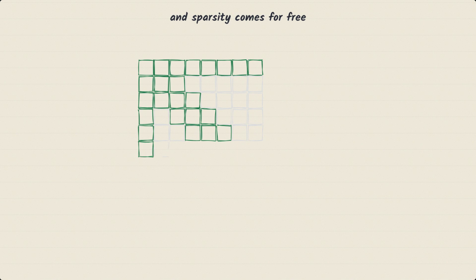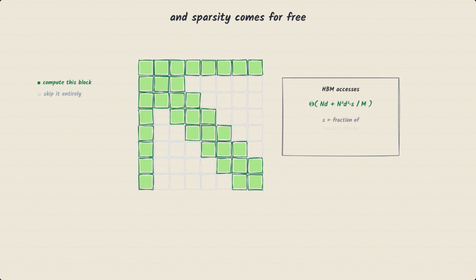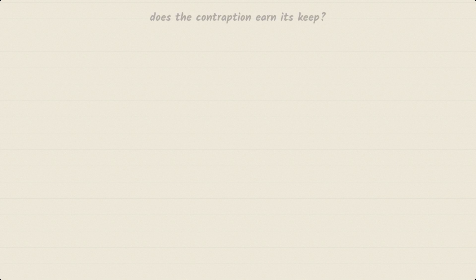And once attention is tiled into blocks, sparsity comes almost for free. Hand the algorithm a block mask, which tiles are even allowed to matter, and simply skip the zero blocks. No wasted compute, no wasted memory traffic on them. The I/O cost drops by exactly the fraction of blocks you keep. That's Block-sparse FlashAttention. 2 to 4 times faster again on top of everything, and it scales attention out to 64,000 tokens. So does the whole contraption earn its keep?